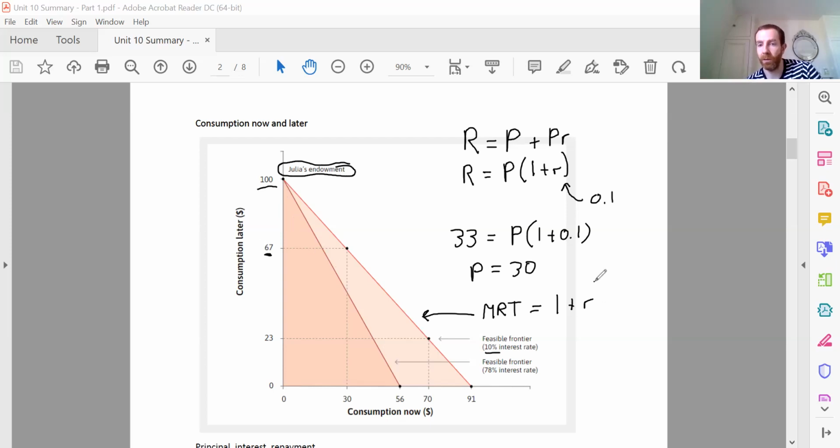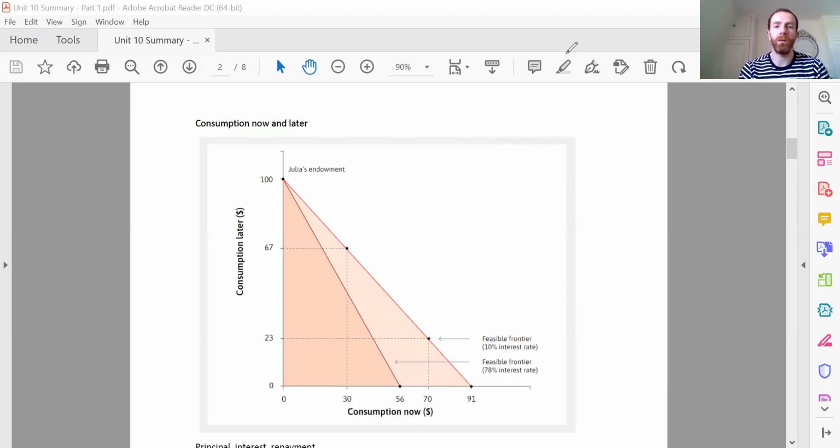And so that's a really, really crucial link for this model: the slope of the feasible frontier, the marginal rate of transformation, tells us about the trade-off that has to be made. In this case, it's just 1 plus the interest rate. Okay, so that's one big side of this model, which is, what is possible when a person can borrow.